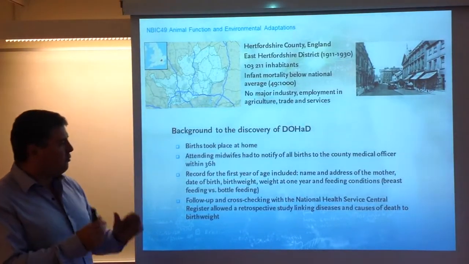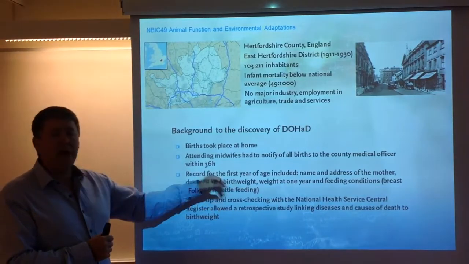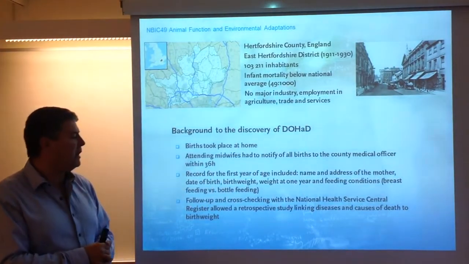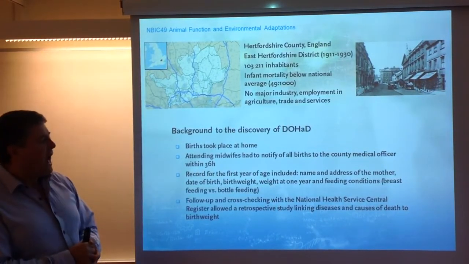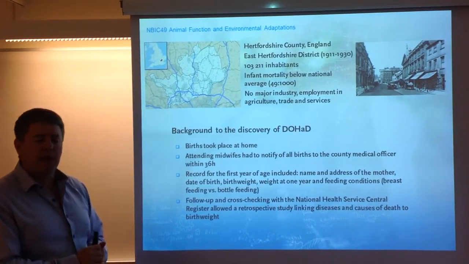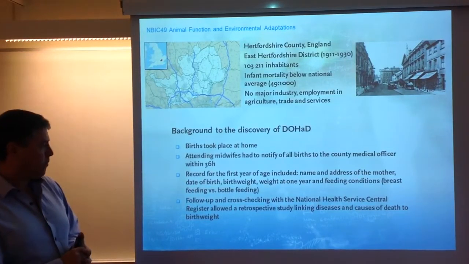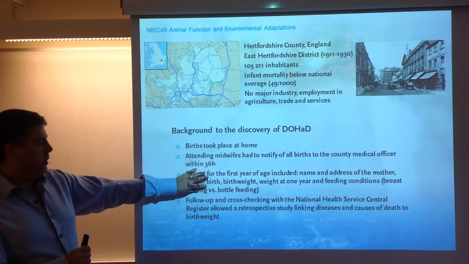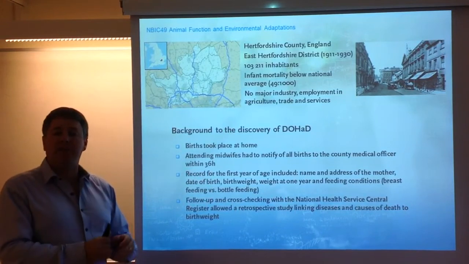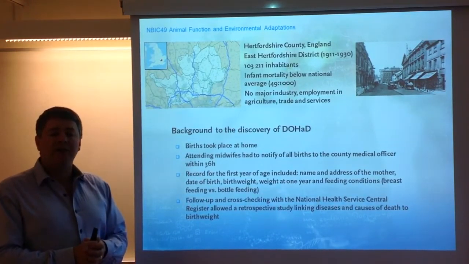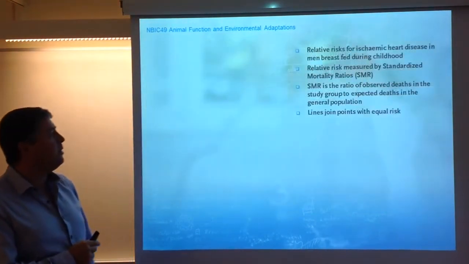For every birth, there was a record that included the name of the mother, the address of the mother, the date of birth, the birth weight, the size or mass of the child at birth. There was also a follow-up with the weight at 1 year of age, and feeding conditions, whether the babies were breastfed or bottle-fed. From this data set, it was possible, and that was the big discovery by David Barker, to look at the national health records many years later and see what had happened with these babies born between 1911 and 1930.